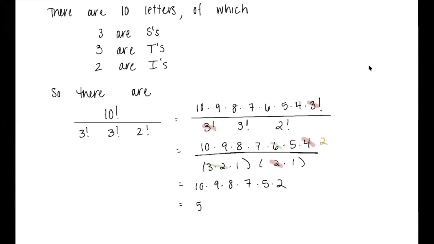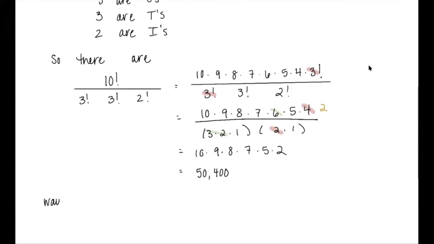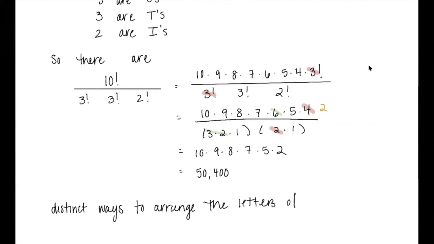So in total, there would be 50,400 distinct ways to arrange the letters of statistics. Okay, so that is it for section 11.7.